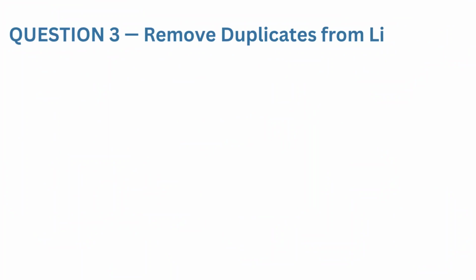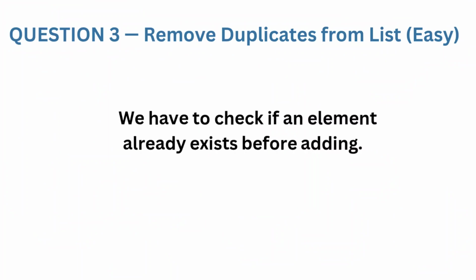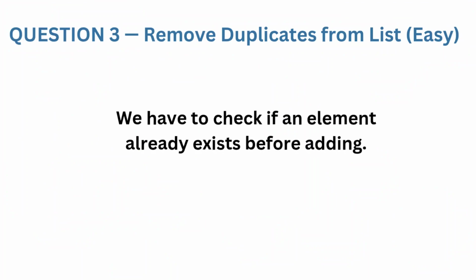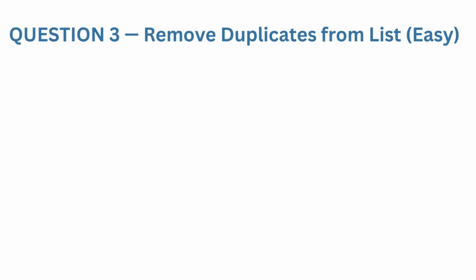And the next question is remove duplicates from the list. You have created a list, and if there are duplicate items inside the list and you have to remove the duplicate items, then what do you do? For solving this, we manually check if an element already exists before adding. This is the beginner friendly version to understand list logic.